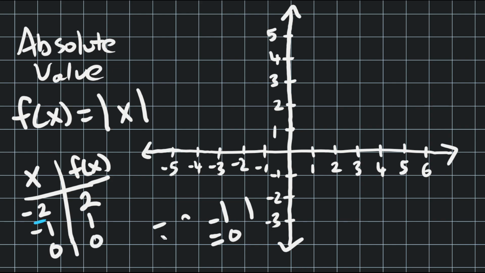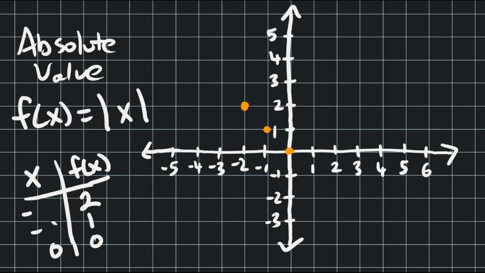Great. So let's graph these points right here. -2, 2: -2 on the x, 2 on the y. That's our first point right here. -1, 1 is here. 0, 0 is right here.